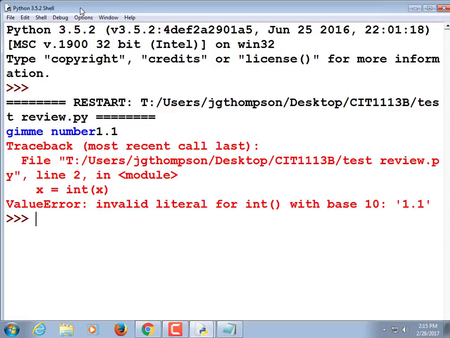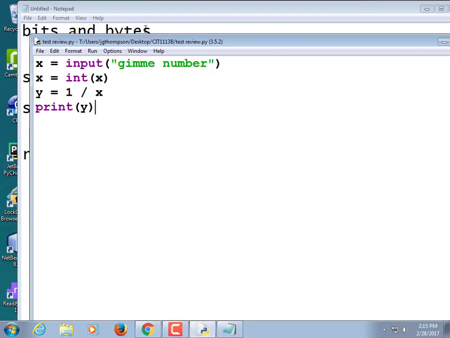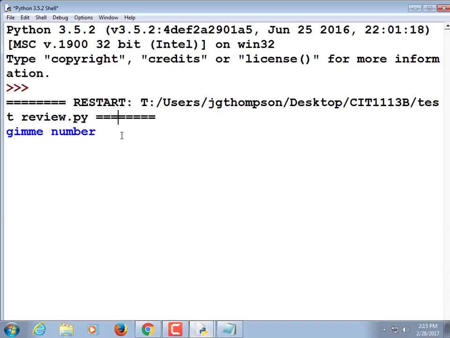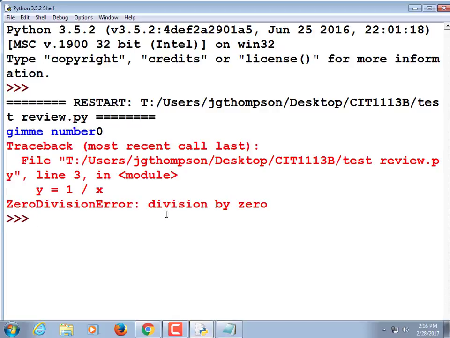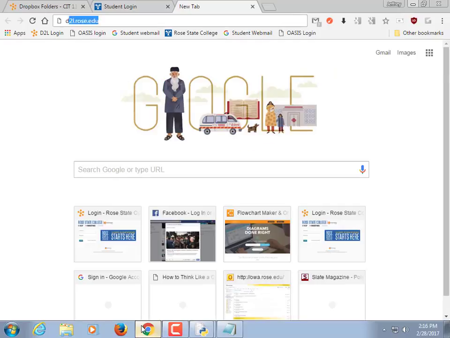The other one here is a divide by 0. If I run it and type in 0, it's okay. You know, it's not going to give an error when it converts it to an int, but division, 0 division error. Can't do that.